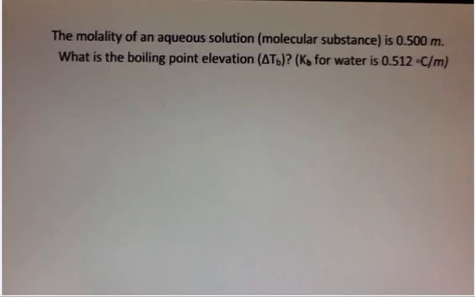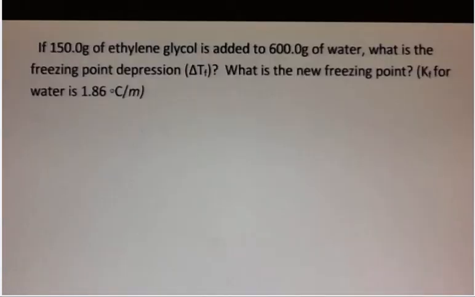Here's your first practice problem. The molality of an aqueous solution, molecular substance, is 0.500 molal. What is the boiling point elevation? The Kb for water is 0.512 degrees Celsius per molal. If 150.0 grams of ethylene glycol are added to 600.0 grams of water, what is the freezing point depression? What is the new freezing point? Kf for water is 1.86 degrees Celsius per molal, and ethylene glycol is a molecular substance.